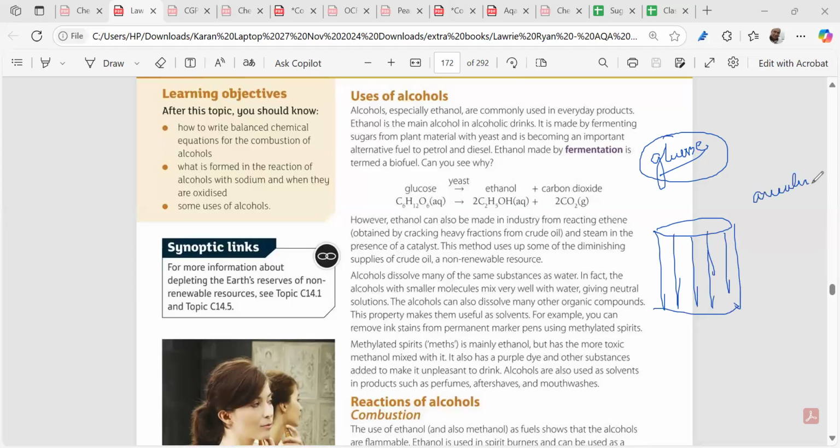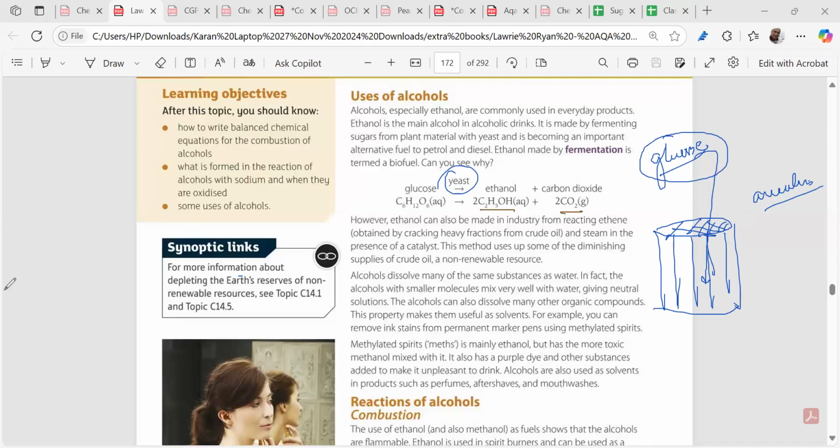Please note down this part, right? We take anaerobic conditions, and we take the glucose source inside it, and we add yeast. What is yeast? Yeast is the biological catalyst we're using. And we take anaerobic conditions without oxygen. What happens? We are getting ethanol plus carbon dioxide.